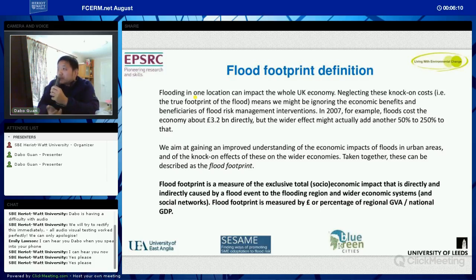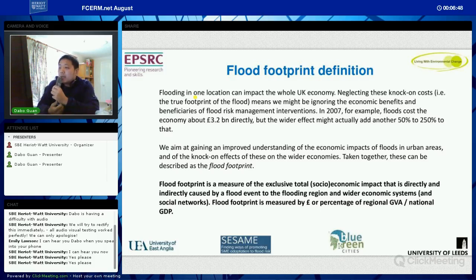The flood footprint, by our current definition, is a measure of the total economic impact that is directly and indirectly caused by flood events to the flood region, but also to the wider economic systems. We are trying to also expand it to measure some of the social impact, but that may need a different methodology. I don't want to limit the flood footprint just to the economic side; it can also be social, and potentially an environmental impact as well.